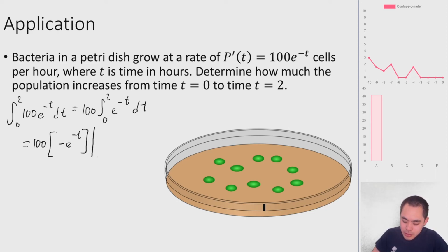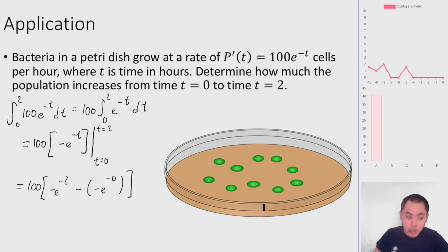And this is from t equals 0 to t equals 2. And what that means is we're going to substitute in t equals 0 and t equals 2. This is 100 times minus e to the, let's substitute in t equals 2, minus 2, minus minus e to the minus 0. So we're plugging all those things in.